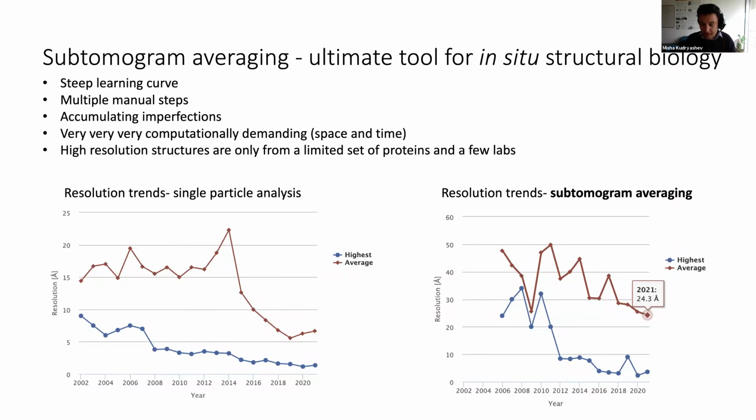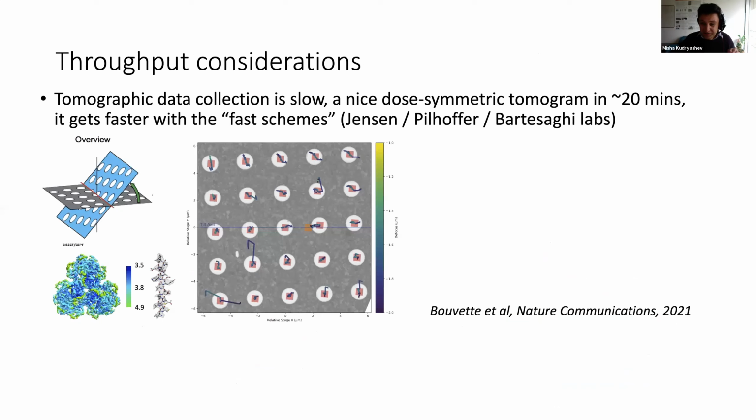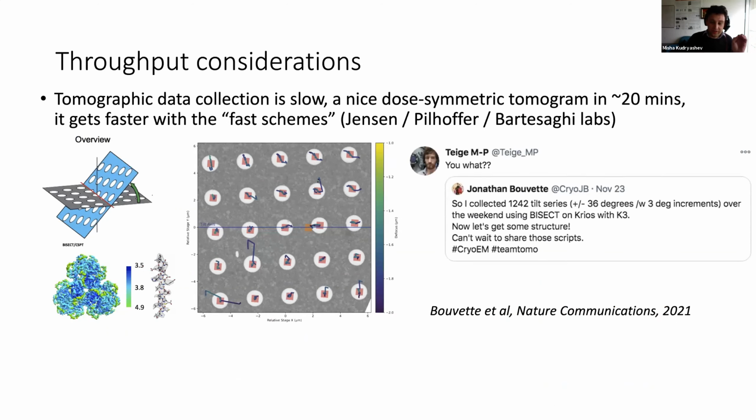So obviously we need to make tomography a little bit more accessible and potentially slightly higher resolution, also for labs who do tomography full-time like ours. And so the consideration of throughput is that tomographic data collection is slow. If you want to record a nice tomogram, it takes us 15 to 20 minutes. And there are fast schemes, which I'm very excited to start using hopefully soon, and we will have a talk about this in an hour. However, the problem still is that once we do record our 1,200 tomograms in a weekend, we still will need to process them.